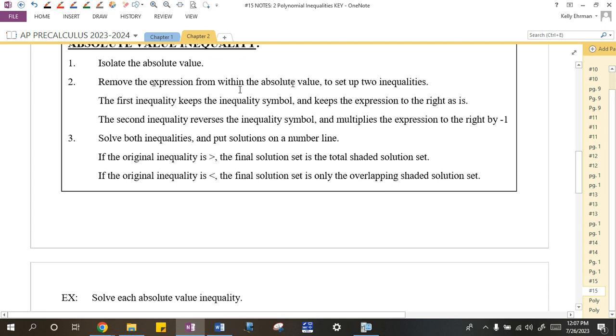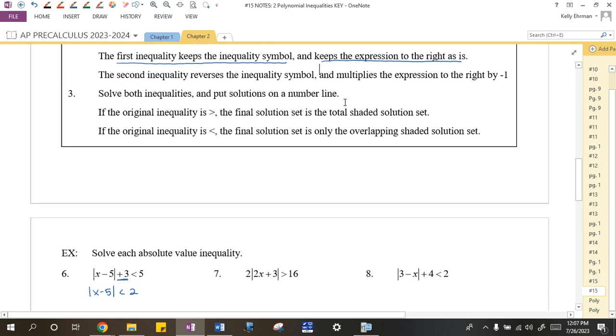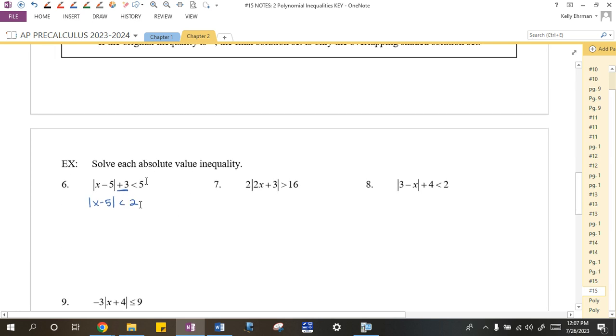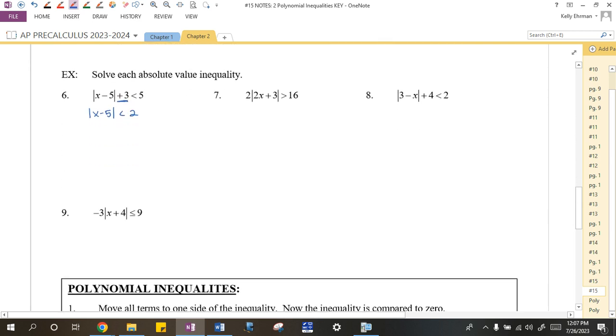Remove the expression from within the absolute value to set up 2 inequalities. The first inequality keeps the inequality simple and keeps the expression to the right as is. So in our case, it's a number, but I said expression in case it's like x plus 2 or something. So what does that mean? That means here's your first inequality. Remove x minus 5 from the absolute value symbol and examine when is x minus 5 less than 2.